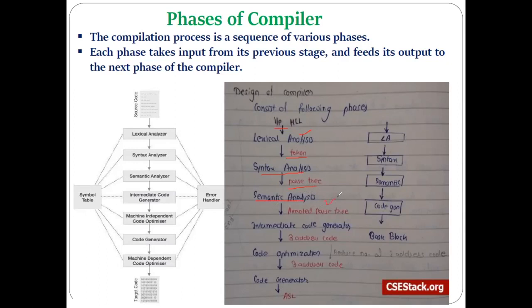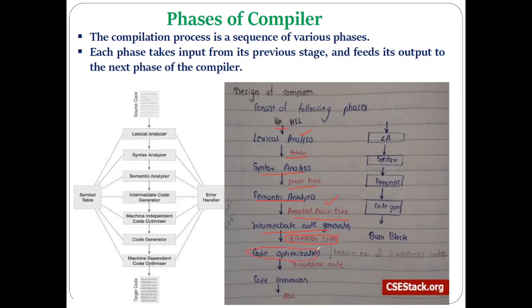The semantic analyzer checks the meaning of the statement, whether it is correct and meaningful, by generating the annotated parse tree. Then that is given as input to the intermediate code generator. The intermediate code generator generates the code in the form of three address code, which we saw last time. Then the next phase is code optimization.